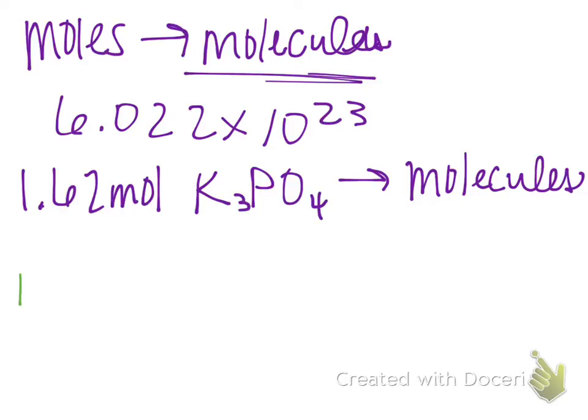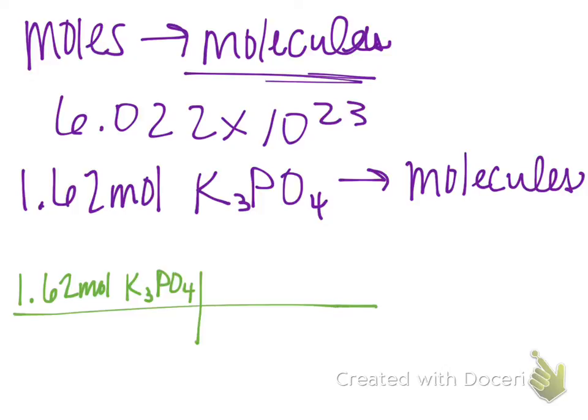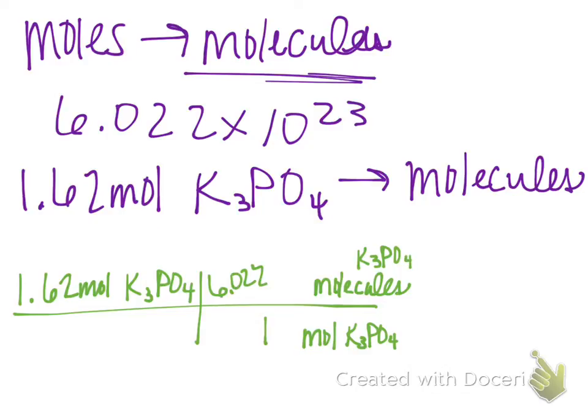Okay, so first things first, we're going to write what we know. We start with moles, which means we want to get rid of moles, so that goes on the bottom. And molecules goes on the top. Moles always gets the 1. And how many molecules are in 1 mole of anything? Good.